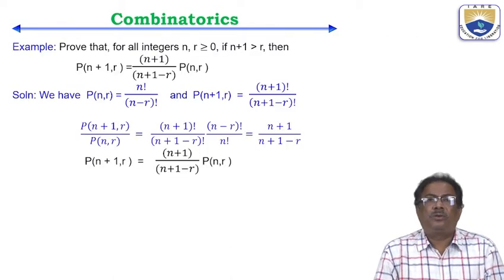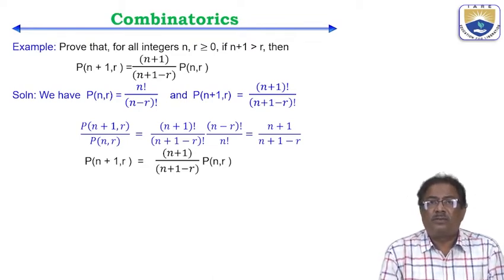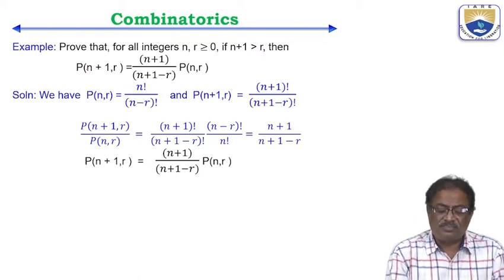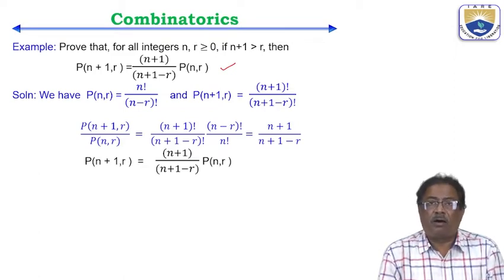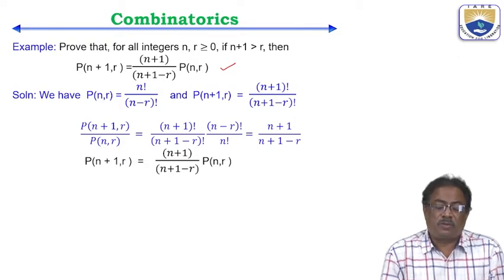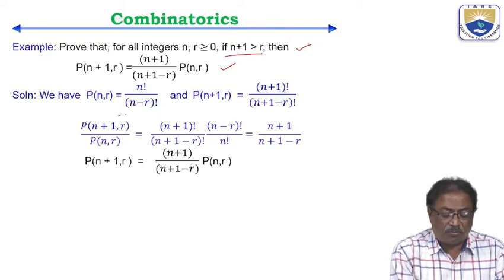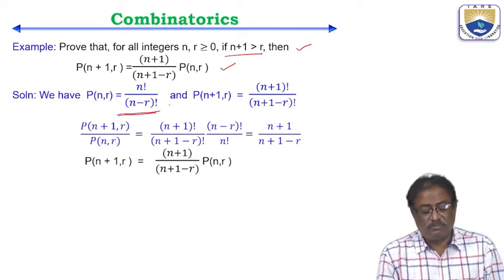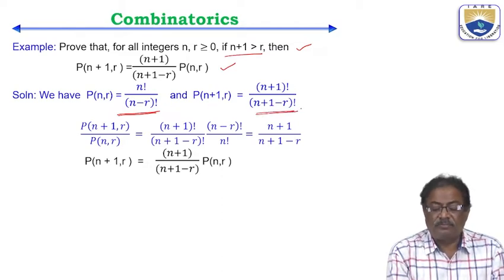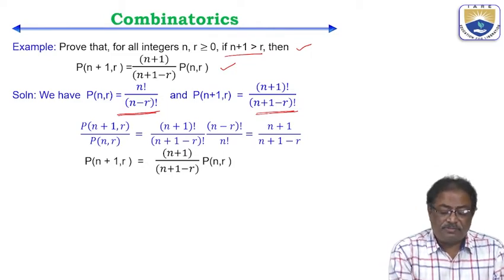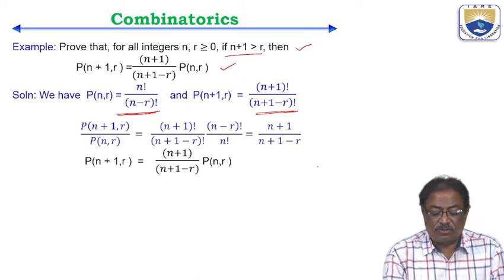Next, we are going to prove that P of n plus 1, r, or (n+1)Pr, is equal to this. The simple one. Prove that for all positive integers n, r greater than or equal to 0, if n plus 1 is greater than r, then only this. So here, this is just the formula nPr. In the place of n, we are going to replace n plus 1, and we are going to divide with these 2. Subsequently, we are going to get like this.